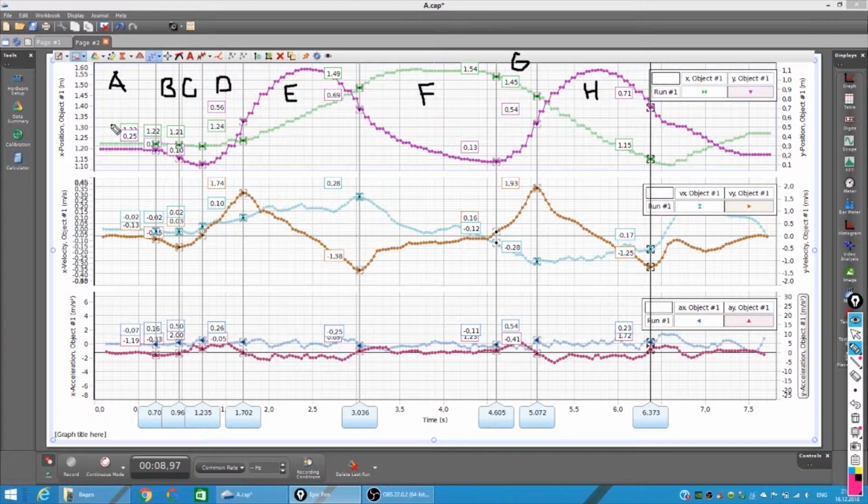So at segment A, nothing is happening. At segment B, velocity in y direction going down, speeding up. In x direction, constant. Segment C, in y direction, the object is slowing down. In x direction, constant. In segment D, in y direction, we see speeding up, going up. In x direction, it's speeding up and moving to the right.